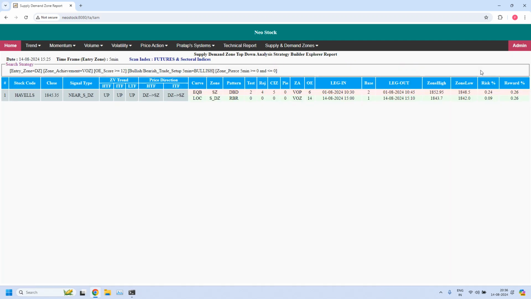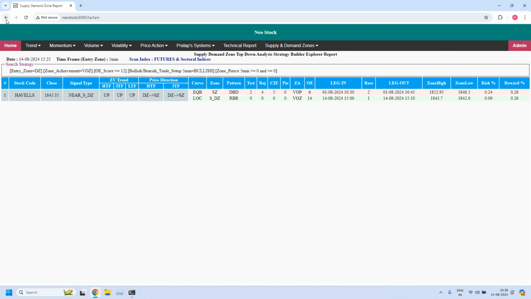I am filtering the stocks. Currently only one stock is filtered, which is supporting bullish trade setup for hourly income trade. But if this zone is not having at least 15 minutes confluence, it might be a little risky, but at the same time it is a high liquidity zone. That point also we should observe.